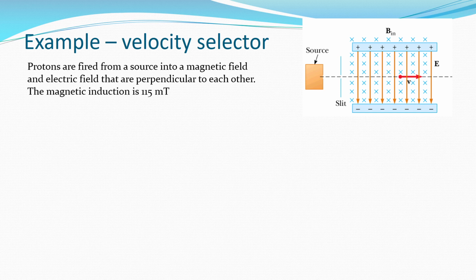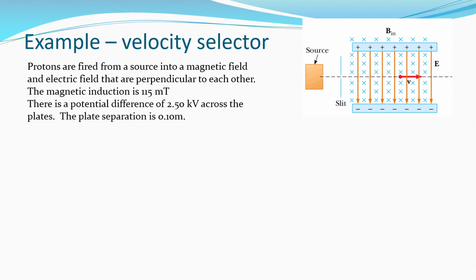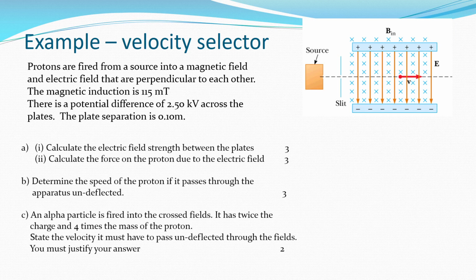Remember, small numbers of teslas. We'll need to do a conversion later on. And we are told that there's a potential difference of 2.50 kilovolts across the plates. The plate separation is 0.1 meters. Here are your questions. Calculate the electric field strength between the plates.